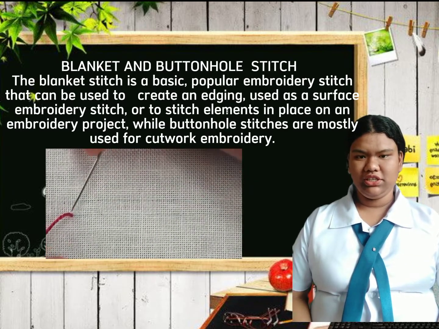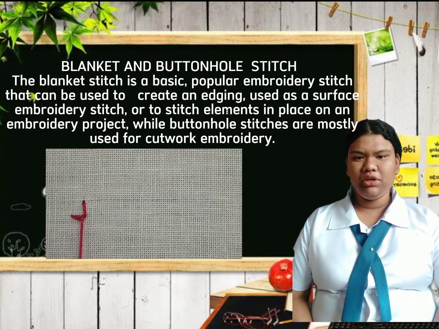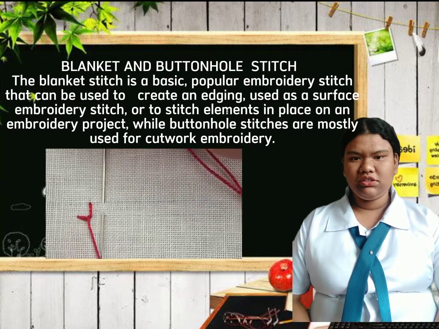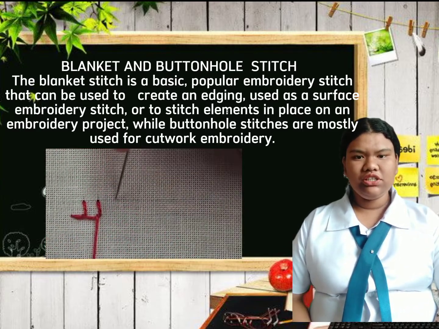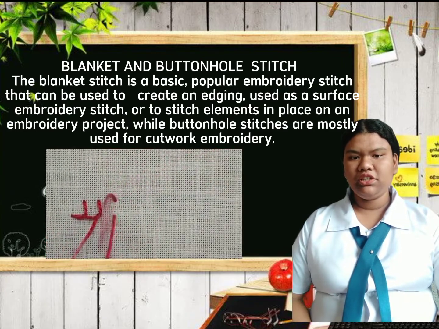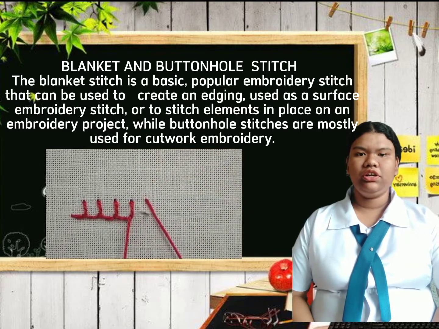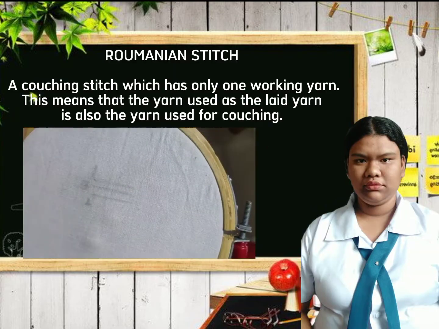Blanket and buttonhole stitch. The blanket stitch is a basic, popular embroidery stitch that can be used to create an edging. Used as a surface embroidery stitch or to stitch elements in place on an embroidery project, while buttonhole stitches are mostly used for cutwork embroidery. Mostly used as a border for decorative designs.